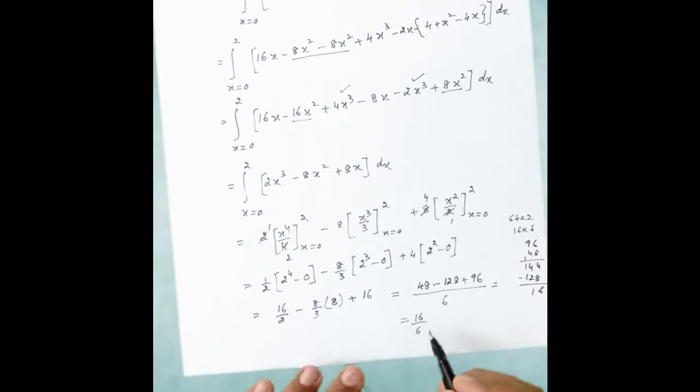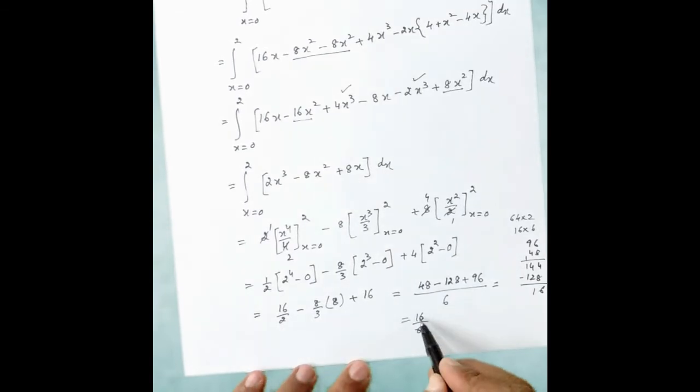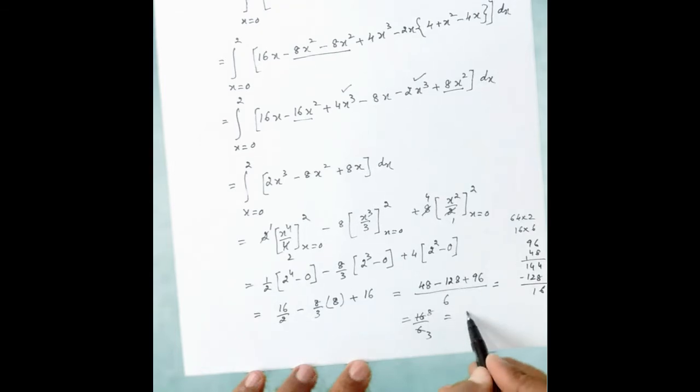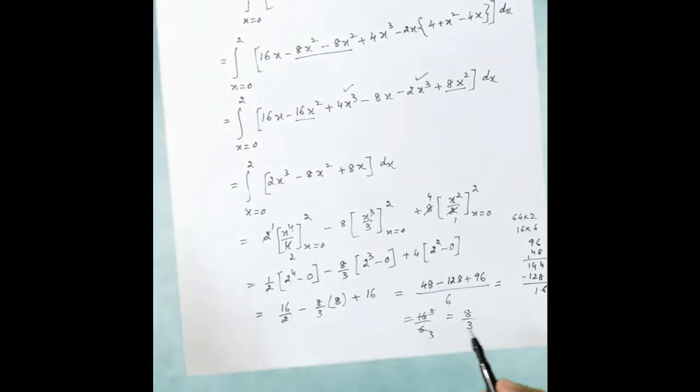Or if you further cancel out, it is 2 threes and 2 eights. So we'll be getting 8 by 3. Therefore the final solution for the divergence will be 8 by 3. So that will be the required solution.